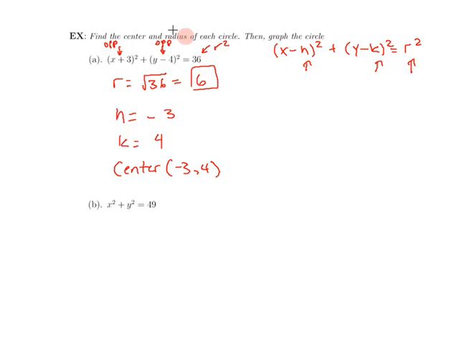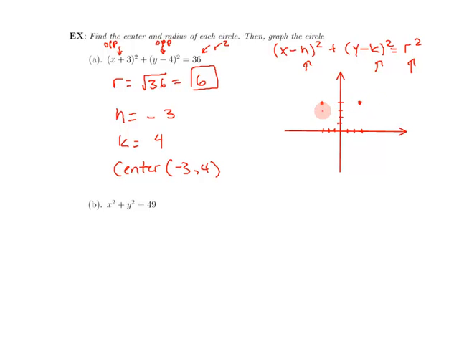So if you go to your graph, you are going to go to the point negative 3, positive 4. So left 3 and up 4. Plot your center. Your radius is 6, which means you're going to count out 6 in every direction. So let's go 6 to the right. 1, 2, 3, 4, 5, 6. This point is on the circle.